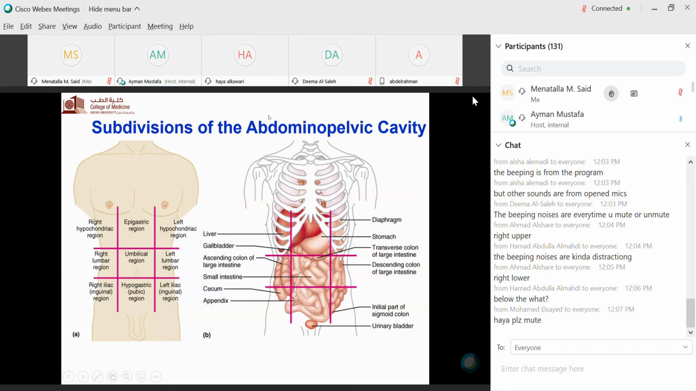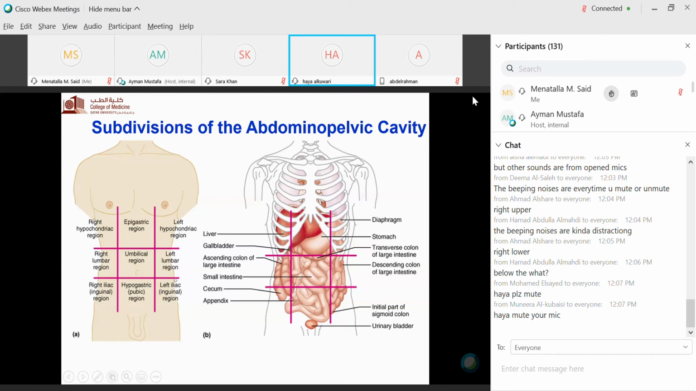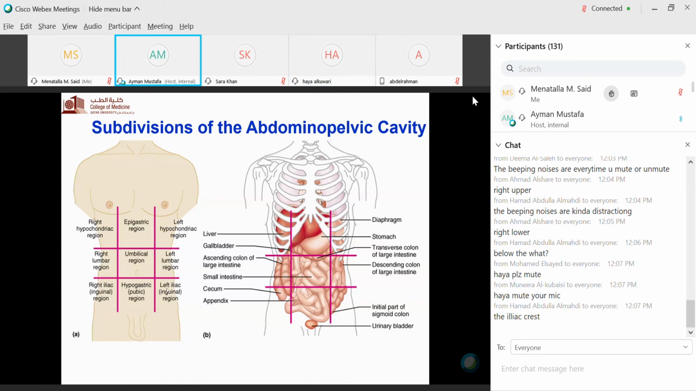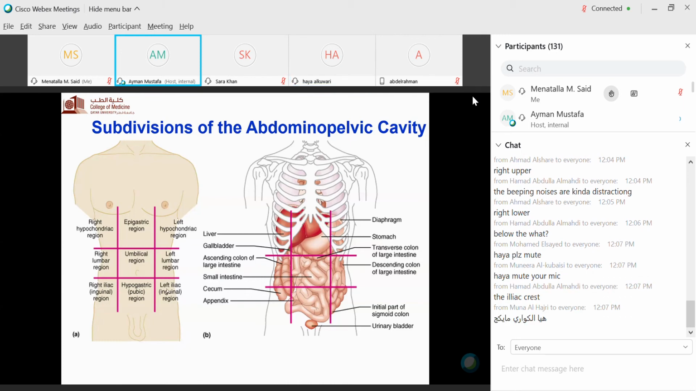Doctor, I have a question. Yes. Why is it called the iliac region? As you will discover when you study more anatomy, in this region we have a bone called the iliac bone, and we have muscles called iliacus, and you have a canal called the inguinal canal. So this is why we call it the iliac.